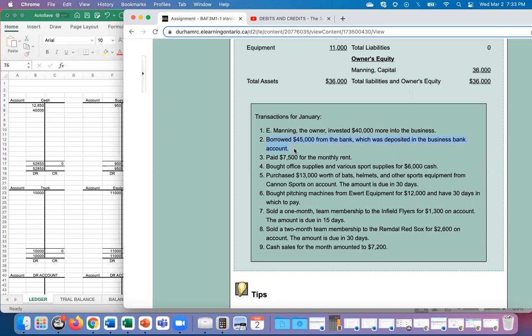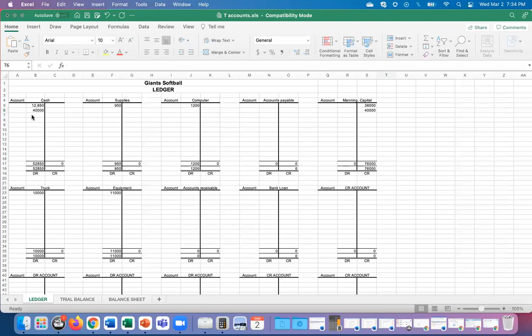Number 2, borrowed 45,000 from the bank, which was deposited in the business bank account. Okay, so $45,000. Again, that's money coming into our business that we're just going to be using to run the business, right? So just like the first one, when we get money into the business, we're putting it into our cash account. Again, since that's adding to our asset account, it's going to be a debit, and we're just going to put it right under that 40,000 that the owner put in.